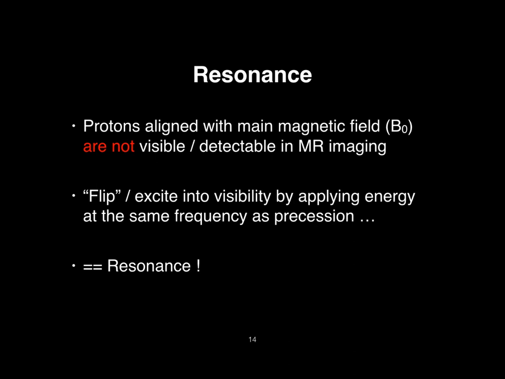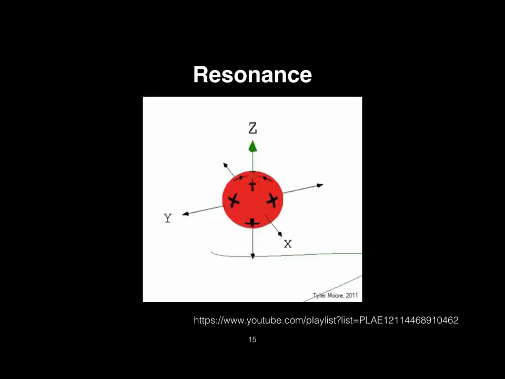But in this state, we can't actually detect something that's parallel to the main magnetic field. So what you want to do is essentially try to tip that net small bar magnet into the perpendicular plane. So if your magnet is going along Z, you want to try to tip that somehow into some piece of this plane. And how we do that is by resonance. So this is where the resonance part of the experiment comes in.